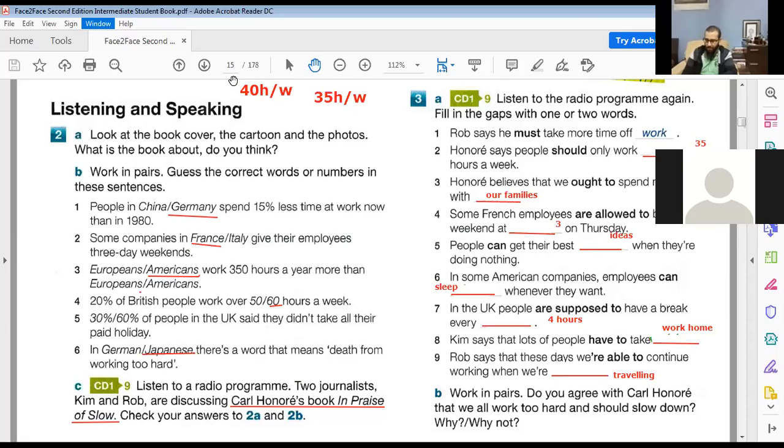It says in the book that some French employees are allowed to begin their weekend at 3 p.m. on Thursday. Yes, and Honoré also says that people can get their best ideas when they're doing nothing. Albert Einstein was famous for just looking into space at his office at Princeton University. And you can't say he didn't have a few good ideas. Absolutely. Kim, what else interested you about the book? Well, I was interested to read that Americans work 350 hours a year more than Europeans. But in some American companies, employees can sleep whenever they want.